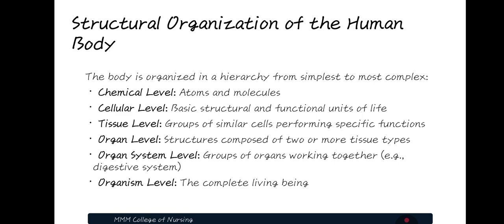Coming to the structural organization of the human body. The body is organized in a hierarchy from simplest to the most complex. Chemical level, that is atoms and molecules; cellular level, that is basic structural and functional unit of life; tissue level, the groups of similar cells performing specific functions; and organ level, structures composed of two or more tissue types; and organ system level, the groups of organs working together, for example the digestive system; organism level, that is the complete living being.